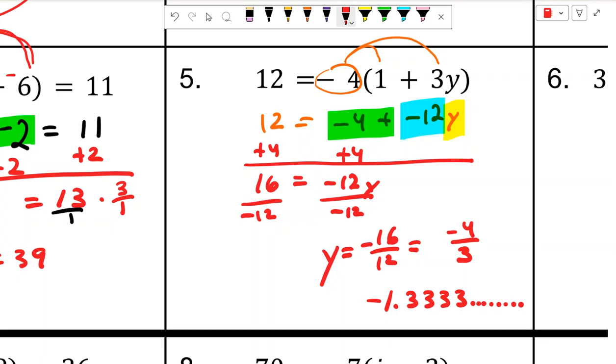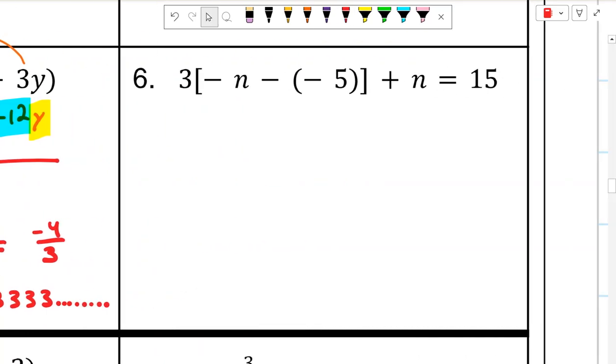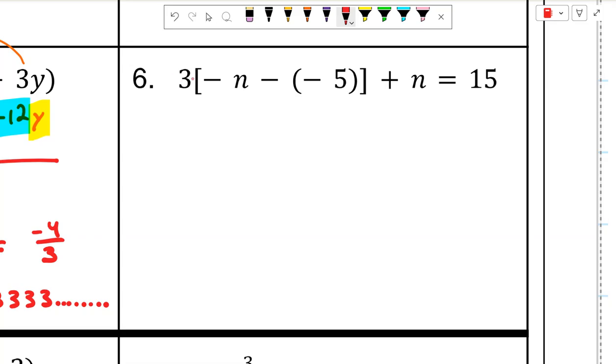And now finally, number 6. Number 6 has got a lot of things going on here, but let's look carefully what's happening. 3 is on the outside. It's multiplying everything inside the brackets. And inside the brackets, we got some craziness here. We have -n minus -5. But if we use the additive inverse, it makes it a lot simpler. It's -n plus 5. So let's distribute here and here.